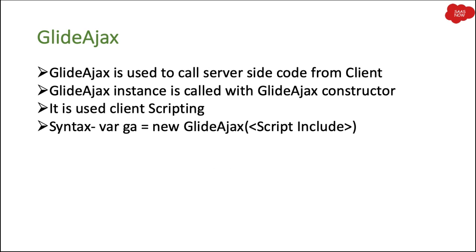Glide Ajax. Glide Ajax is used to call server-side code from client. That means if you want to fetch some data on the client from the server, then you use Glide Ajax. A Glide Ajax instance is created with the GlideAjax constructor. It is used in client scripting. The syntax of Glide Ajax is var ga = new GlideAjax(script include).